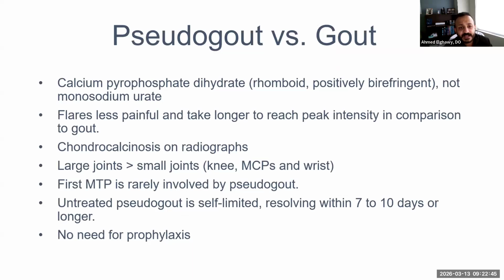Pseudogout is calcium pyrophosphate crystals. These are rhomboid, positively birefringent. These are flares that can be less painful, but this flare can take longer to hit its maximal peak, and it can also last longer in general.